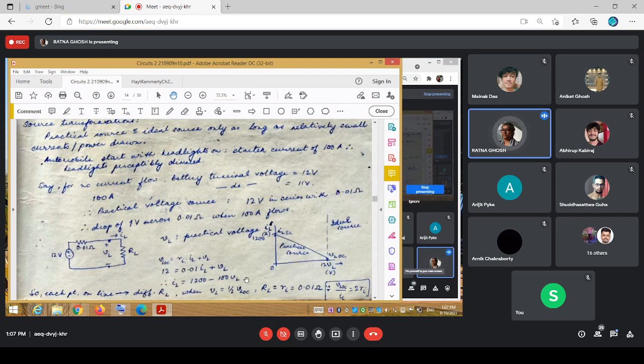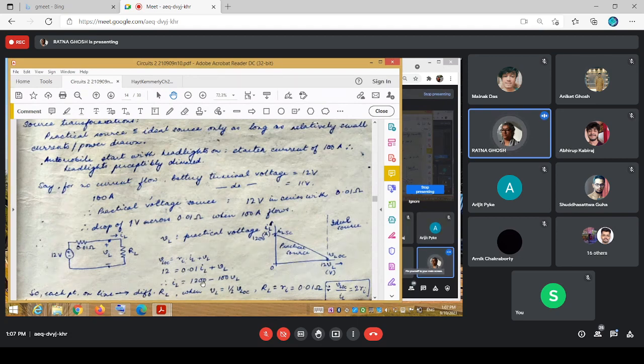So what would that say? That if your VL was 0, then the corresponding IL is 1200. So this is the short circuit current in this particular circuit. If you short this one, then the total current that would go through this circuit would be a maximum of 1200 amperes.